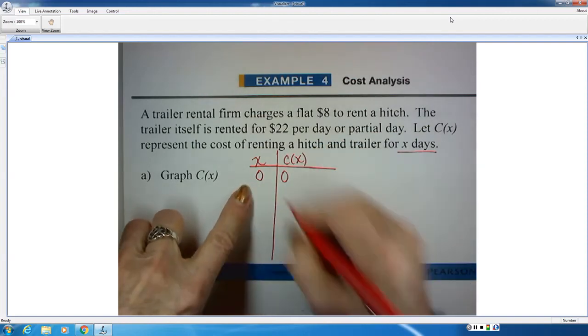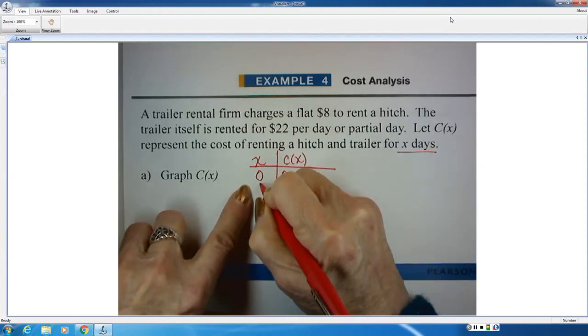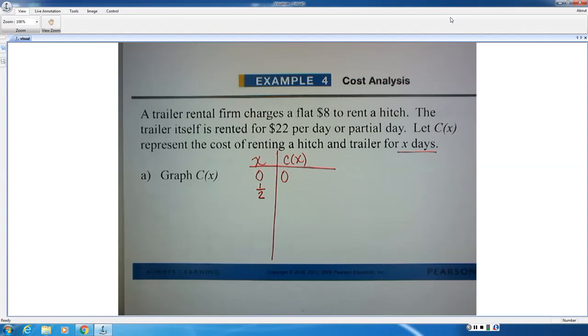What does it cost you to rent the trailer for half a day? That's not a trick question. What does it cost you to rent the trailer for half a day? $22, because you have to pay for the whole day. You don't just get to keep it for half a day and pay half of the rent.